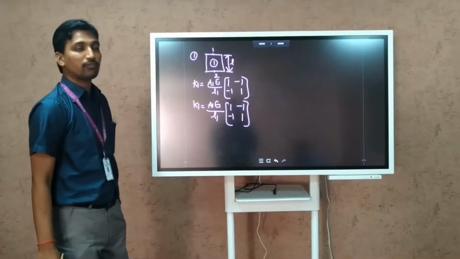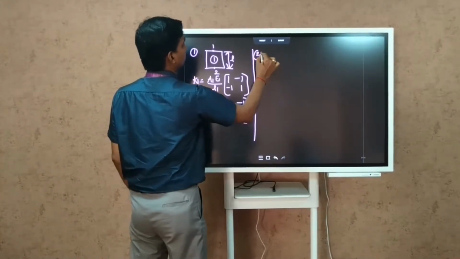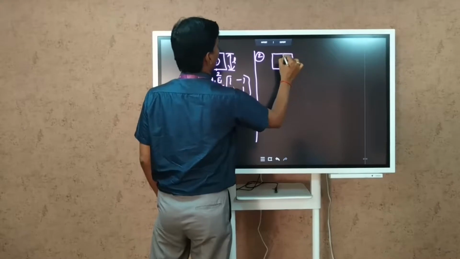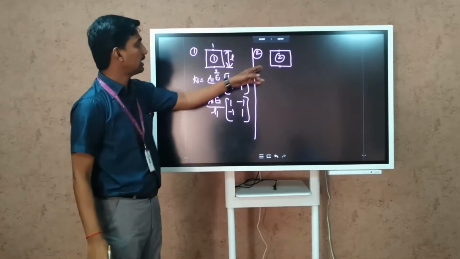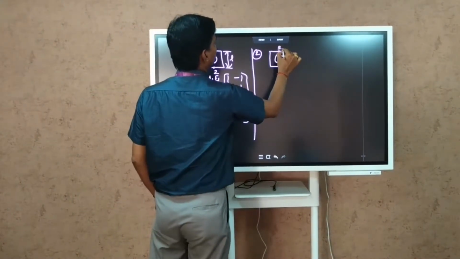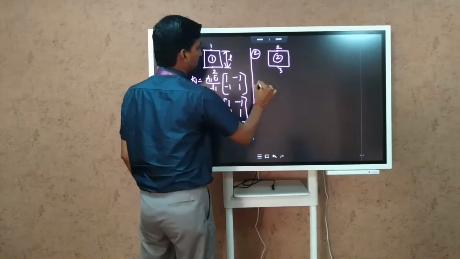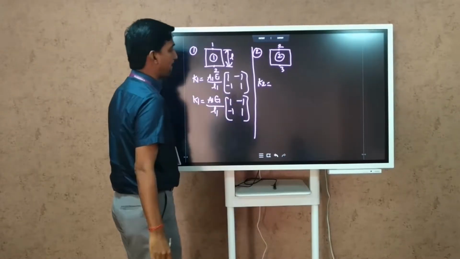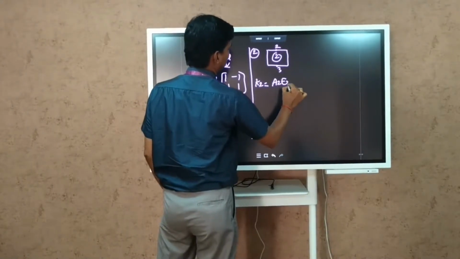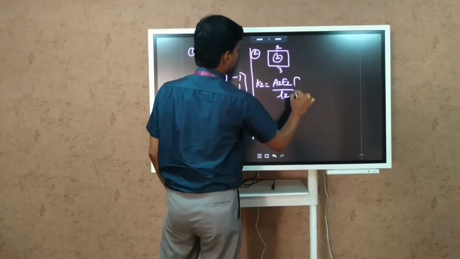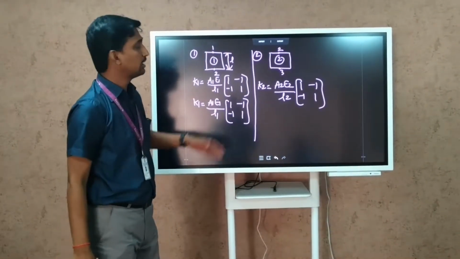In a similar manner, I am going to find the stiffness matrix of the second element. See, the encircled value is the notation of element 2. Now this has been noted as node number 2, and this has been noted as node number 3. Now I am going to write the element matrix for the second element. This is A2 E2 divided by L2, times the matrix [1, minus 1; minus 1, 1]. This is the value through which we can easily find the stiffness matrix of element 2.